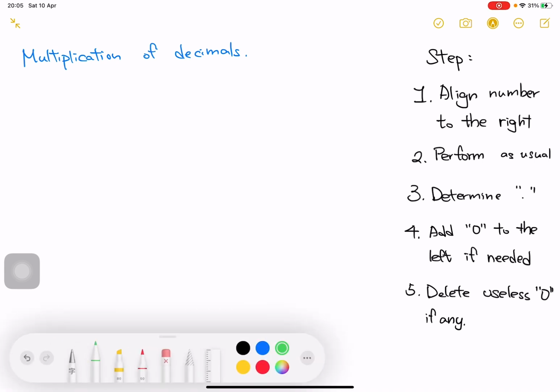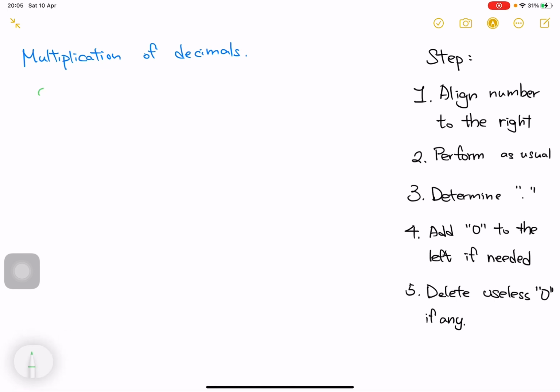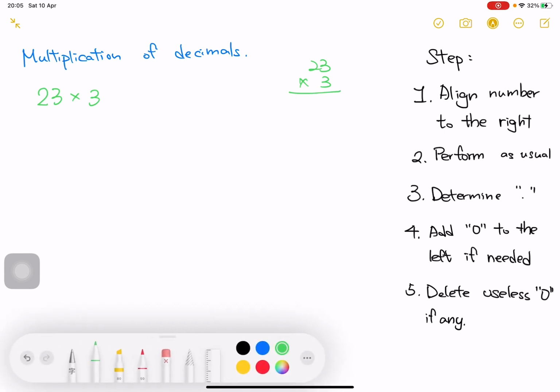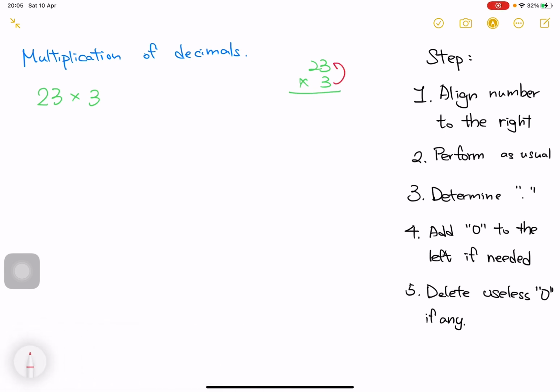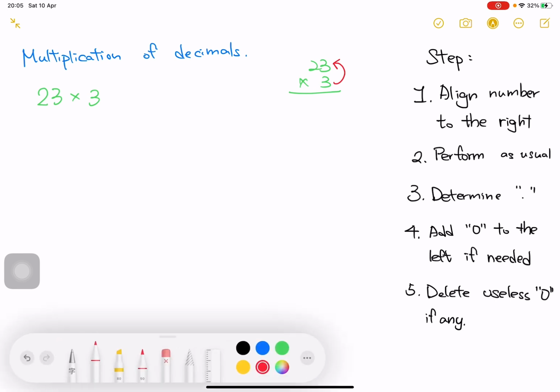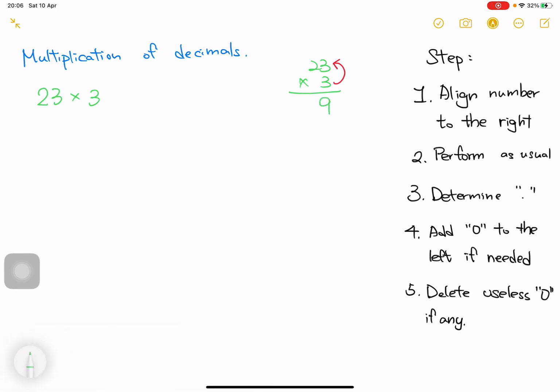Take an example: if the question asks you 23 times 3, how can you do it? You just do it in column form, 23 times 3, and start from multiplying the unit place. 3 times 3 is 9, and then 3 times 2 is 6, so the answer is 69.